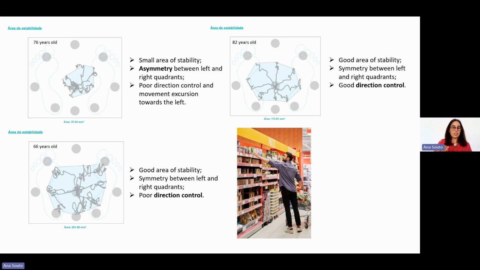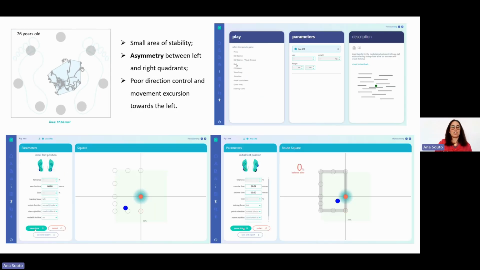Below, we have a different scenario, a 66-year-old patient with a good area of stability, but with very poor directional control. So let us see what we could do.